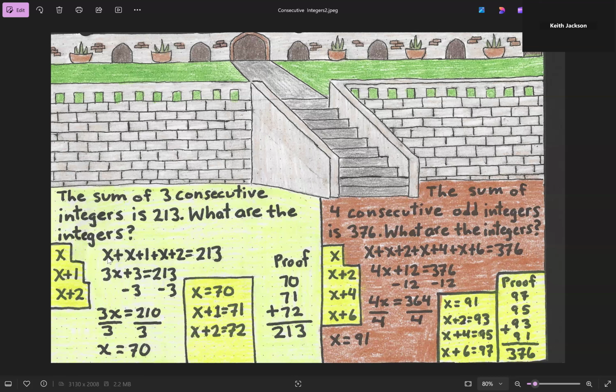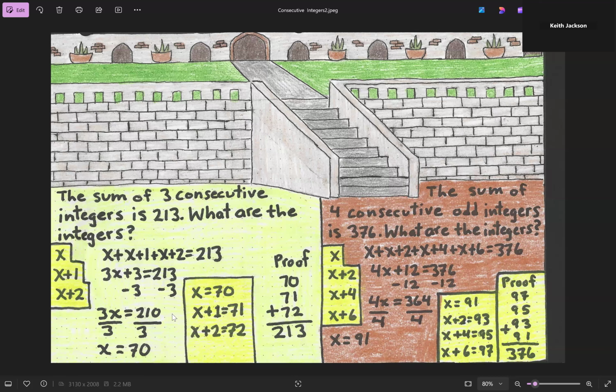Let us combine our like terms, meaning in this case, we're going to combine our x's. We have three of them, 1, 2, 3, which will give us 3x. Then we combine our like terms again in the form of numbers. 1 plus 2 will give us 3. And so now we have 3x plus 3 equals 213. We're going to balance this equation so we can further isolate x, by subtracting 3 from both sides. And when we do that, we find ourselves with 3x is equal to 210.